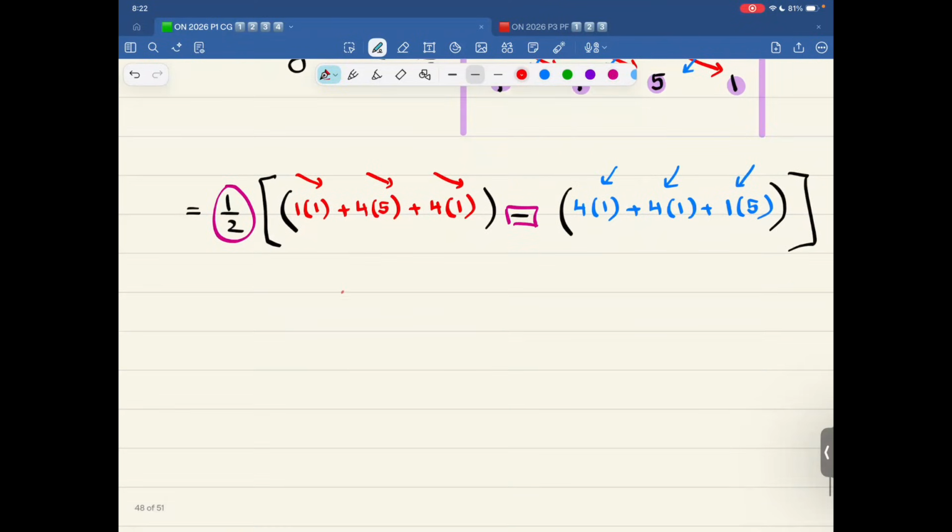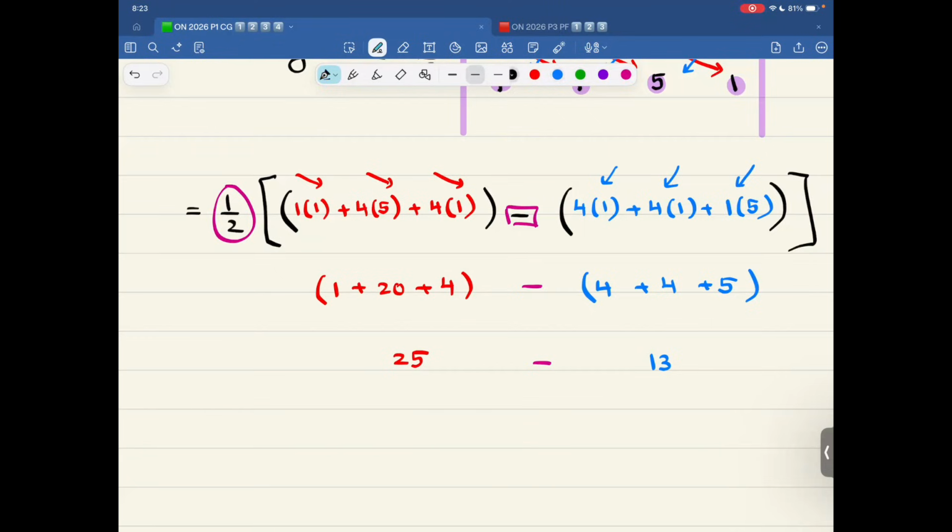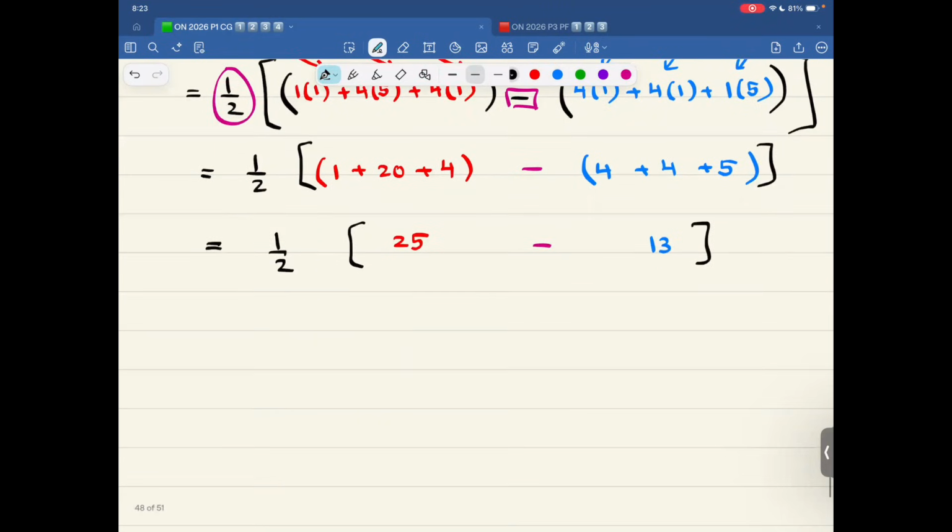Now let me evaluate. This is 1, this is 20, this is 4. So 25. This one is 4, this is 4, this is 5. 4 plus 4 is 8, 8 plus 5 is 13. There is a negative sign over here, and the blue bracket over here. So now this big bracket, half over here. 25 minus 13 is 12. Half into 12 comes out to be 6 square units.